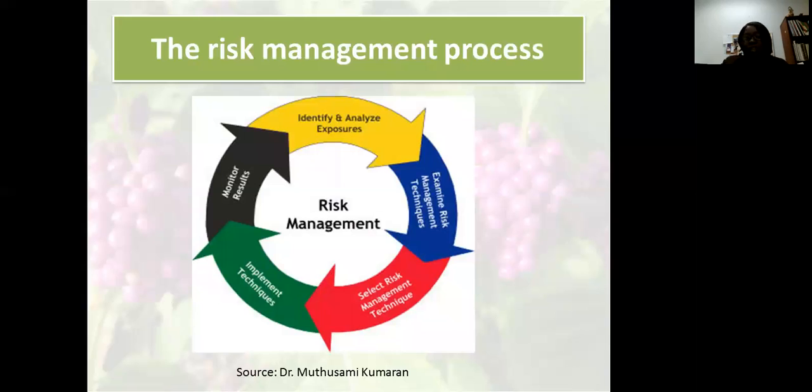So the next slide is the risk management process. This is just a graphic to show you the steps involved in the process. So the first thing is to identify and analyze the exposures or risks. So looking at your program and deciding all the activities and the risk associated with those activities. Then examining the risk management techniques or strategies, which is what I spoke of on the previous slide.